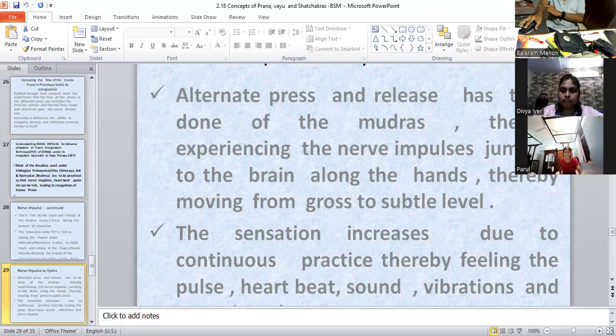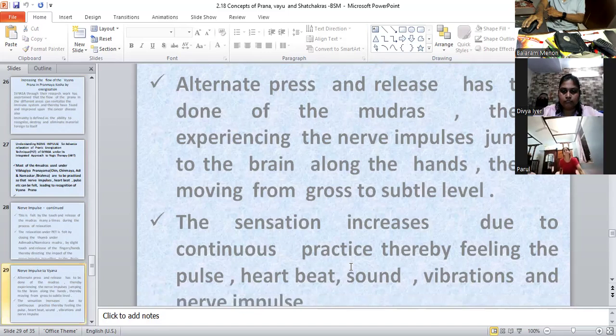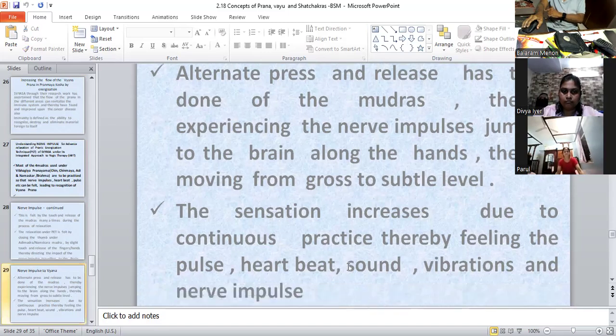What's the point? Yes, sir. The sensation increases due to continuous practice, thereby feeling the pulse, the heartbeat, the sound vibrations and nerve impulses. Any relaxation done after the practice of asana and pranayama will bring the blood pressure to 120 by 80. The recovery is not due to medicine, it is due to the asana and pranayama. Remember that. When perfect asana and pranayama are done and relaxation is done, immediately if you check the blood pressure, it will settle to 120 by 80, even at a senior citizen level.